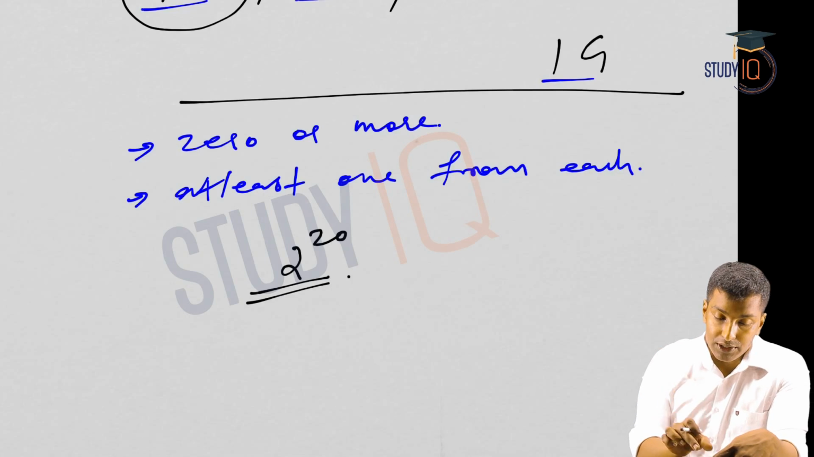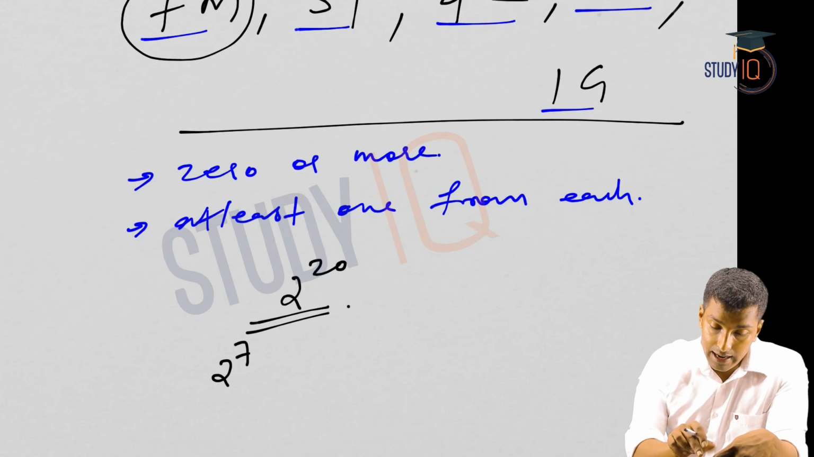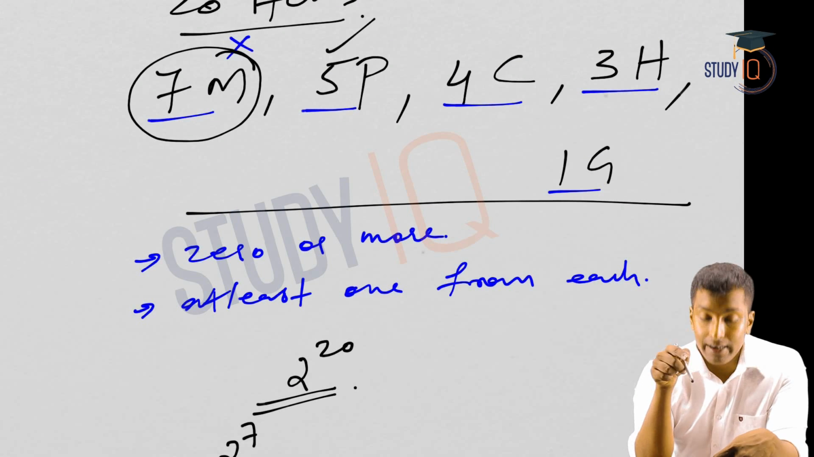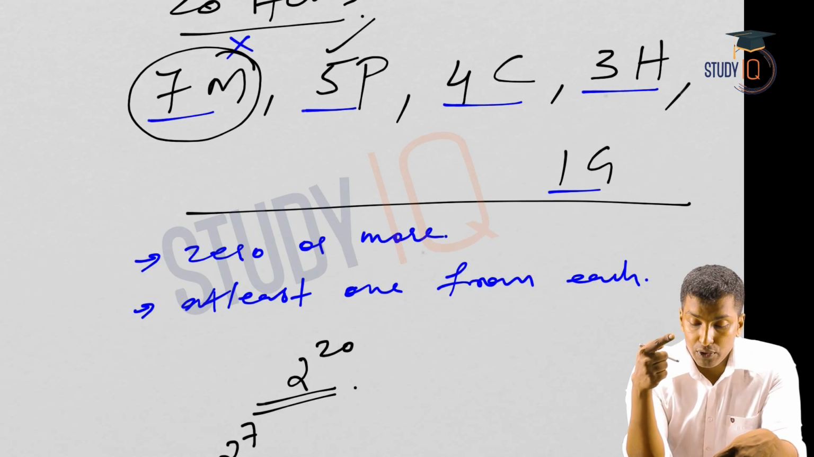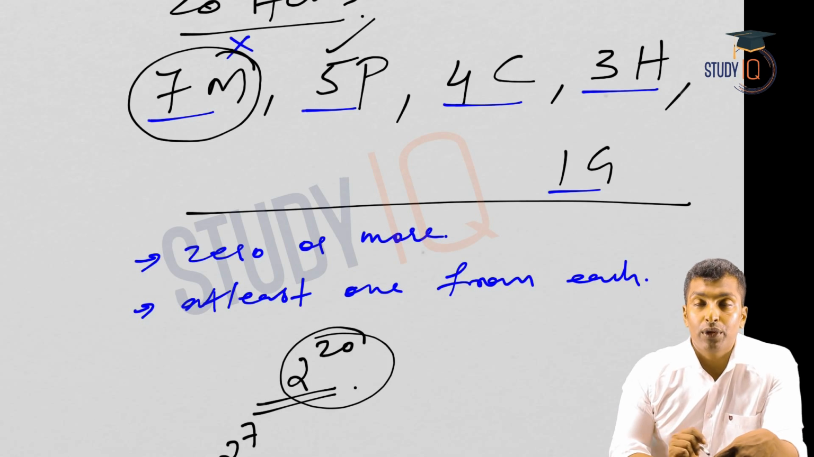How are you getting this 2 raised to 20? Maths can be done in 2 raised to 7 ways, then physics in 2 raised to 5, then 2 raised to 4, then 2 raised to 3, then 2 raised to 1. So totally 2 raised to 20. That's how you are getting 2 raised to 20.